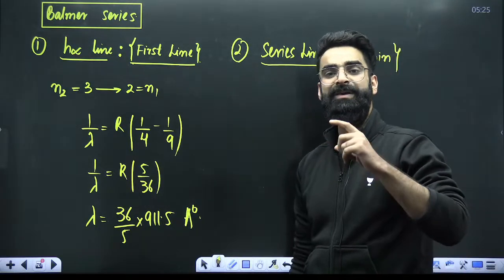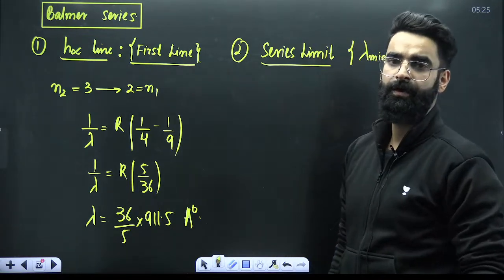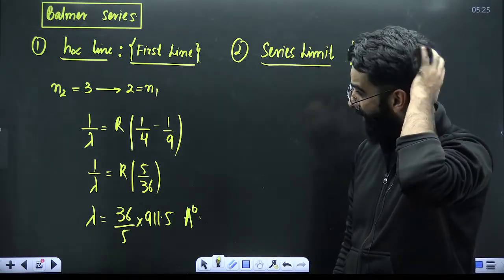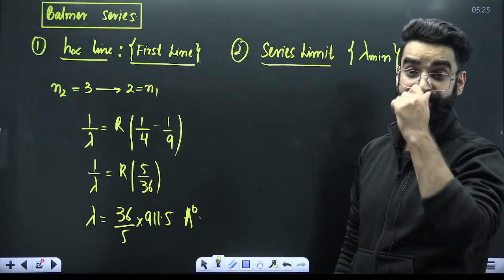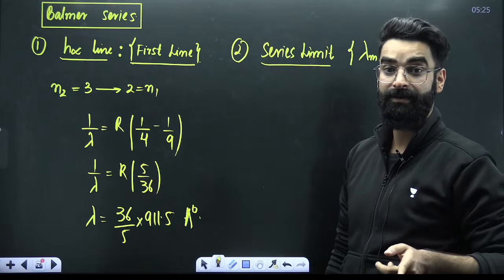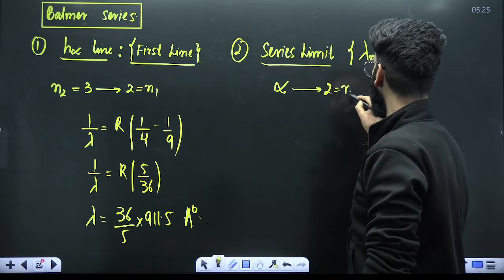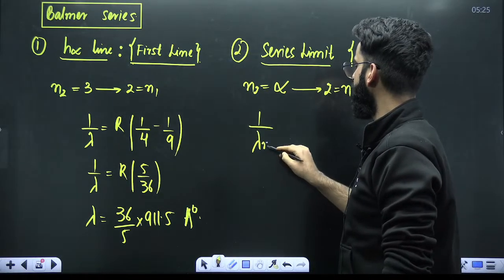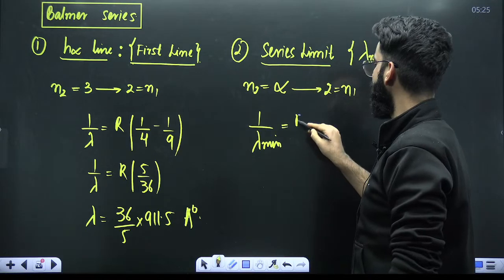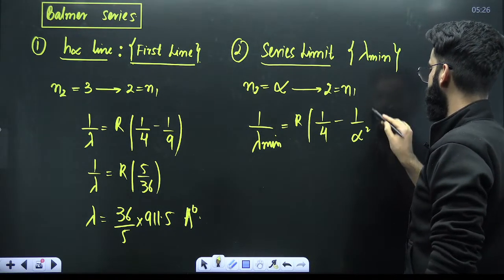For the wavelength to be minimum, the energy gap has to be maximum. In Balmer series, in which transition do you see the maximum energy gap? In Balmer, it's going to be again infinity to 2. This is your n1 value, this is your n2 value. Now 1 divided by lambda minimum in Balmer is going to be R, Z square is 1, 1 upon n1 square minus 1 upon infinity square, right?